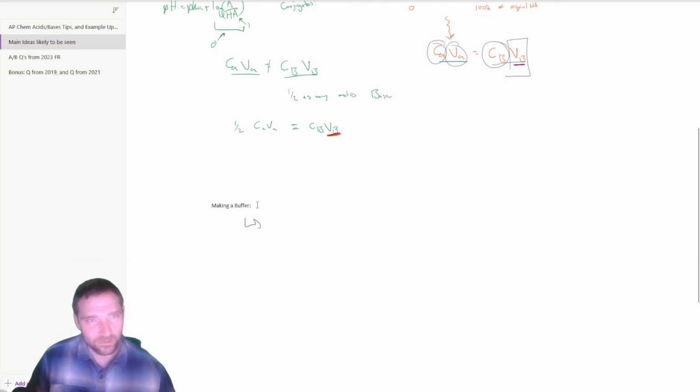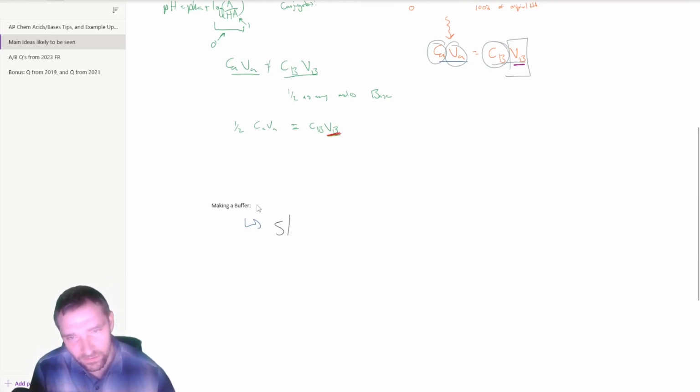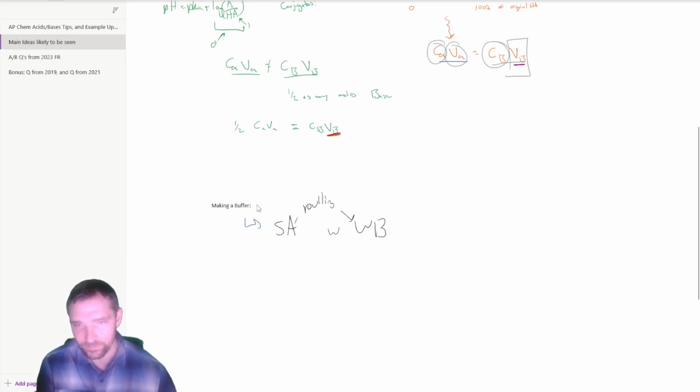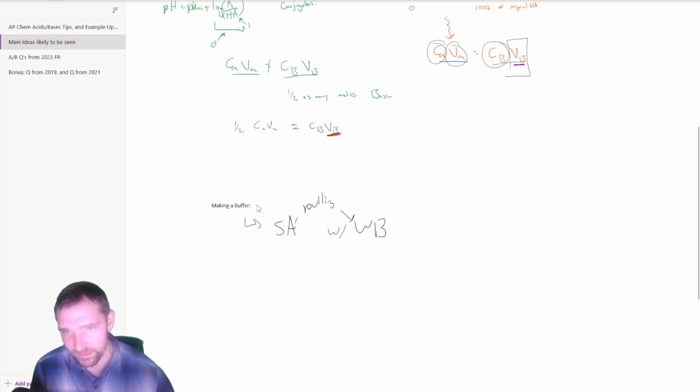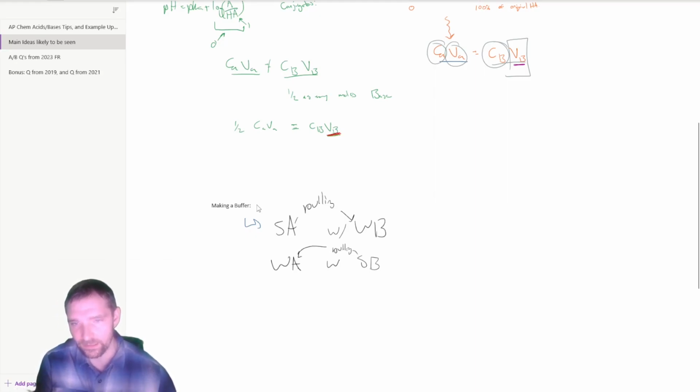To make a buffer, a lot of times you have a strong acid with a weak base, so this strong acid is pulling that forward. So you've got this weak base with its conjugate present. Or you might have a weak acid with a strong base, and that is pulling the weak acid to make some of its conjugate base.